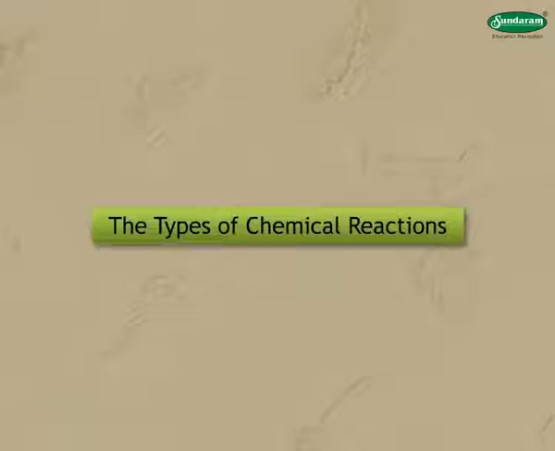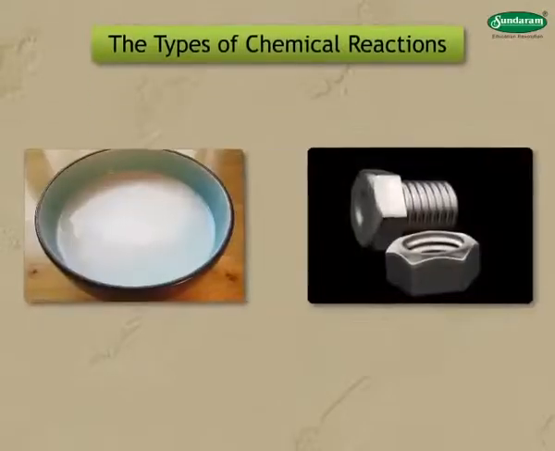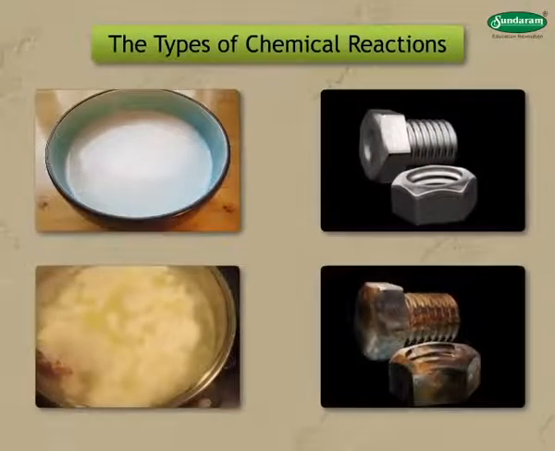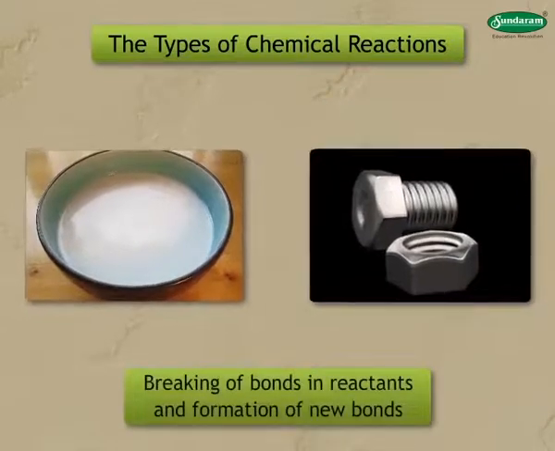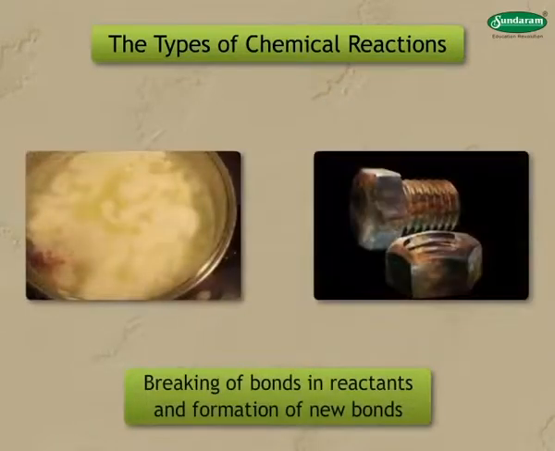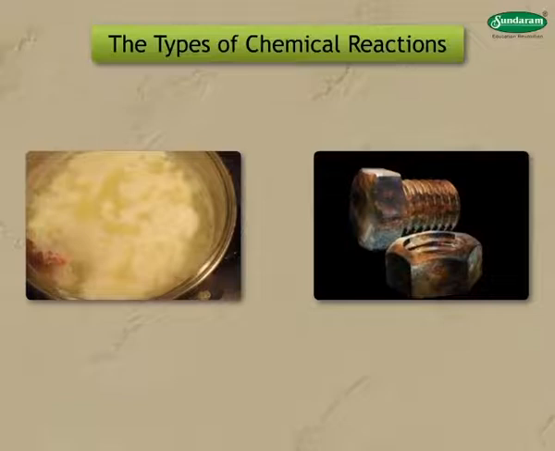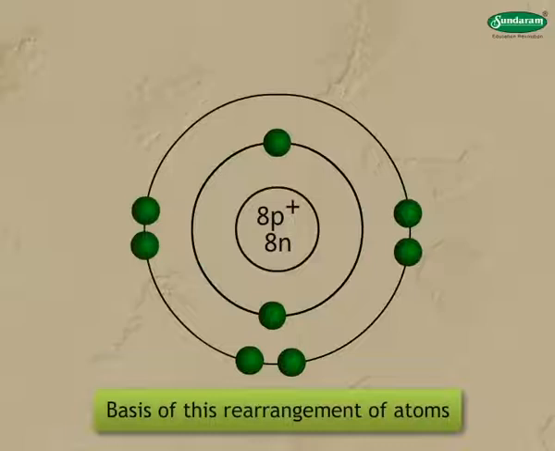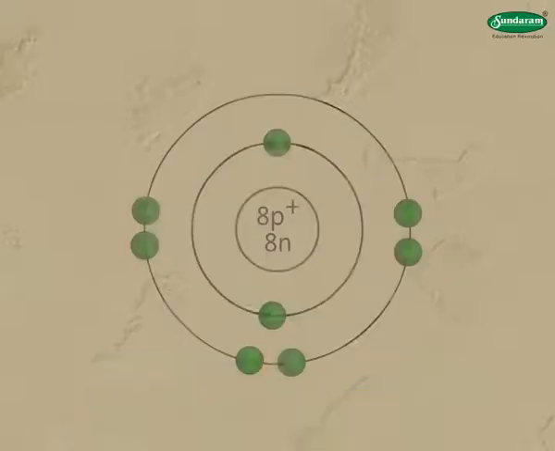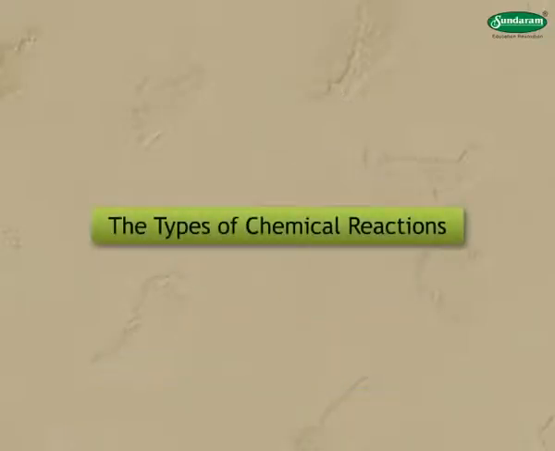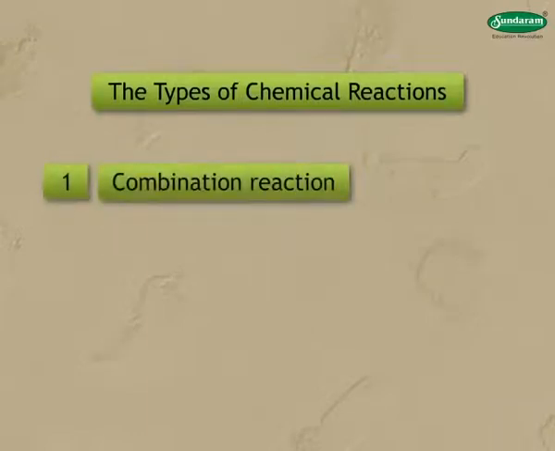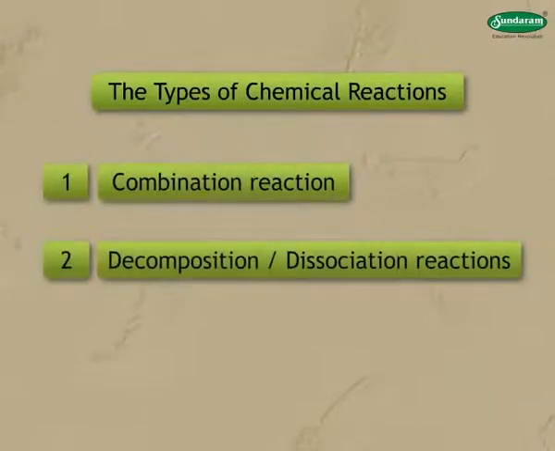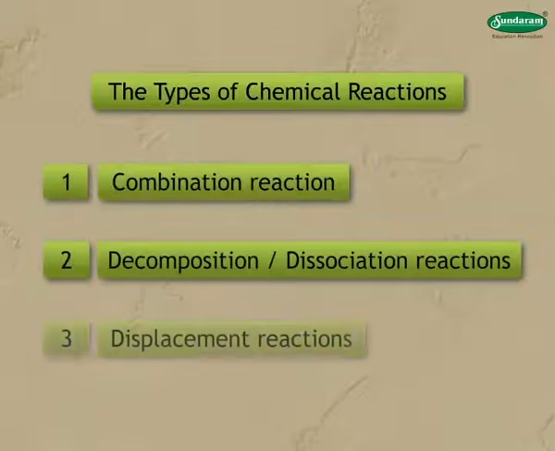Now, let us deal with the other important part of this chapter, that is, the types of chemical reactions. We just saw during chemical reactions, new substances are formed because of breaking of bonds in reactants and formation of new bonds in products. As a result, the atoms rearrange themselves during reactions. On the basis of this rearrangement of atoms, the chemical reactions are classified as 1. Combination reaction, 2. Decomposition or dissociation reactions, 3.